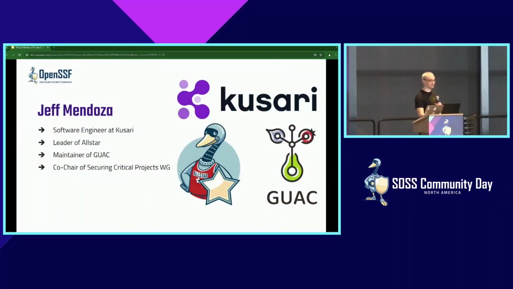Quickly, an introduction on myself. I'm a software engineer at Kusari. I'm also a maintainer on the Guac project, leader of the All-Star project, and I'm here today to talk about the Securing Critical Projects Working Group, where I am a co-chair.